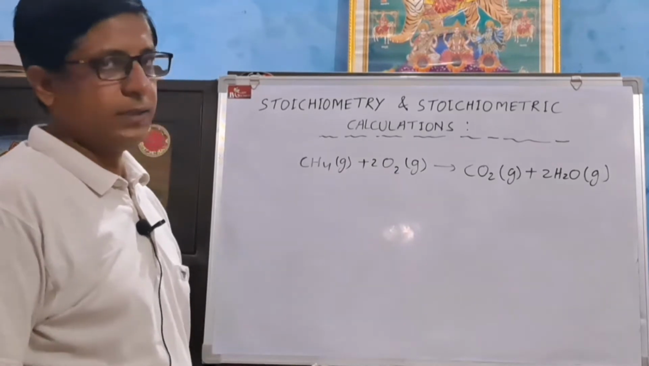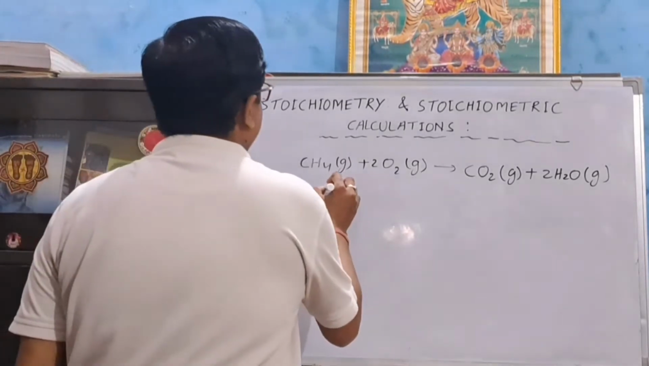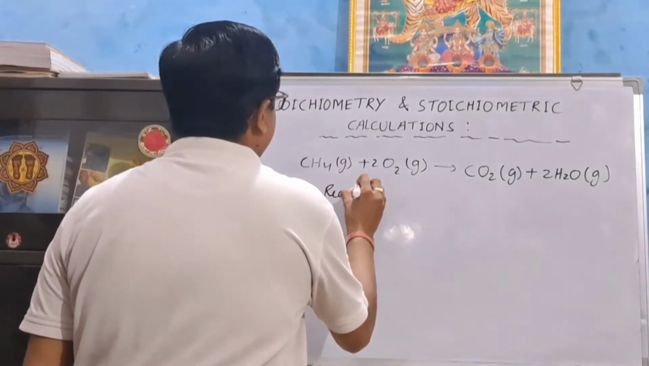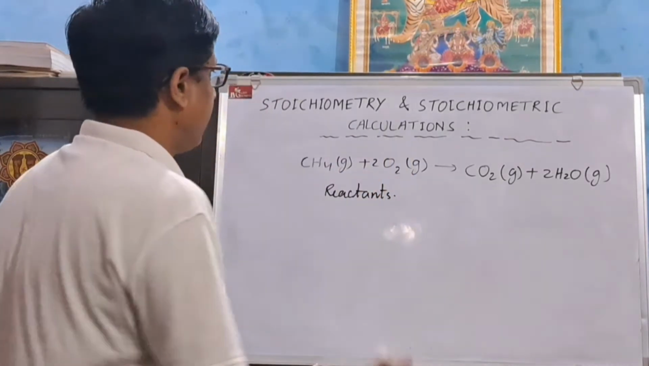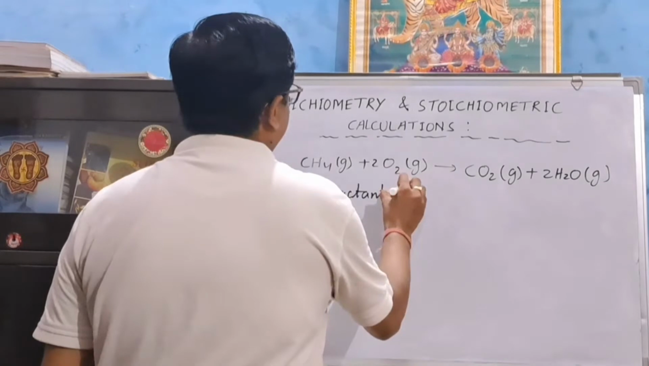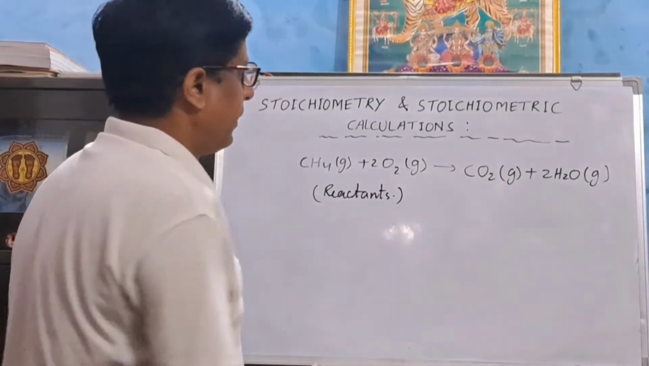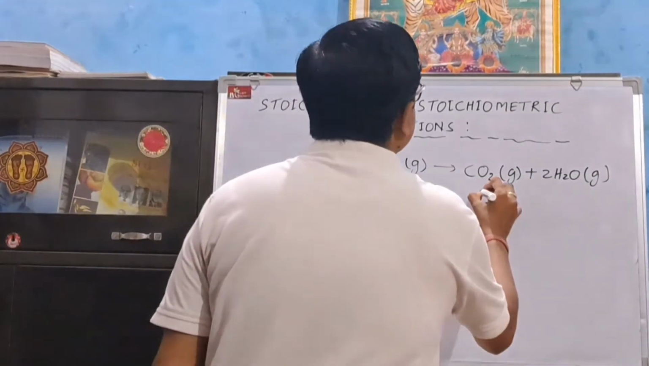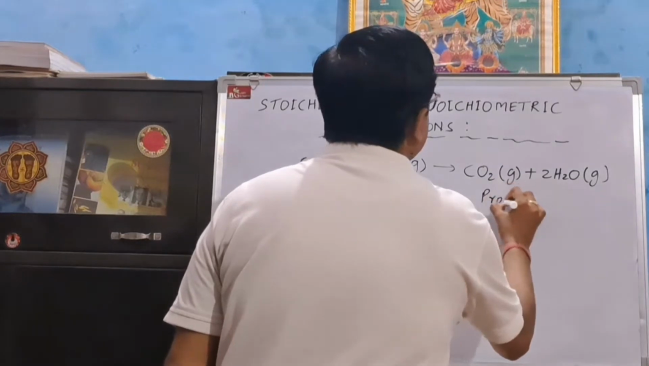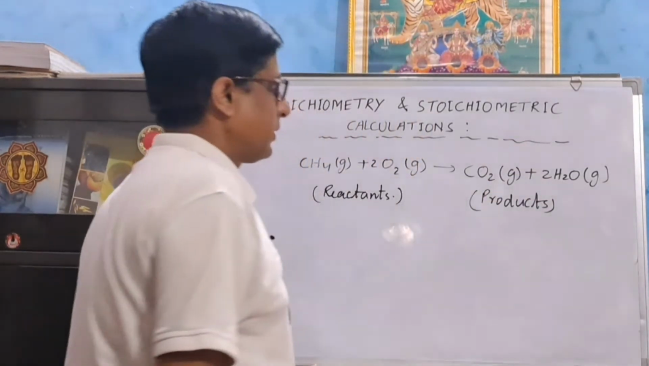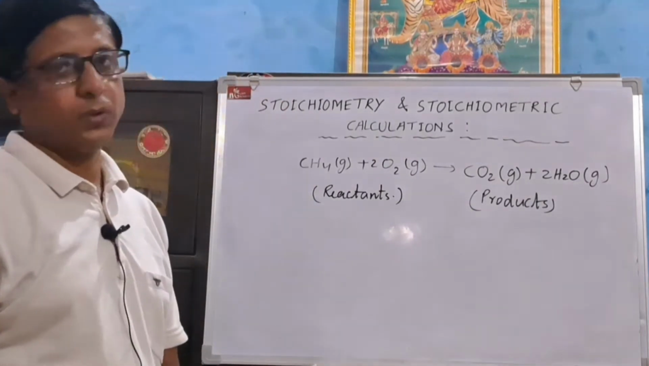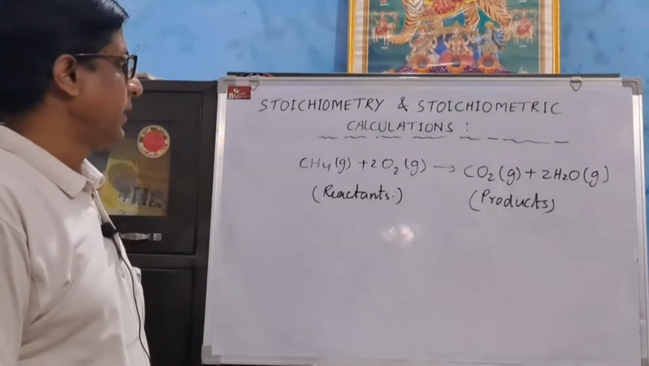Methane and oxygen are called reactants. In this chemical reaction, methane and oxygen are reactants, where carbon dioxide and water are products. Carbon dioxide and water are products in this chemical reaction.